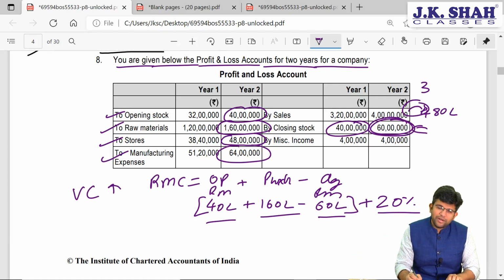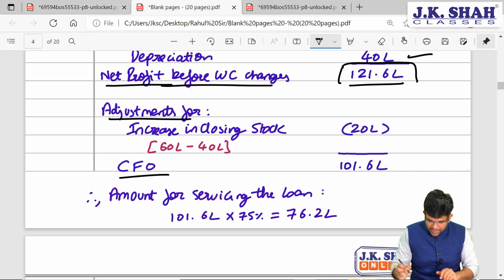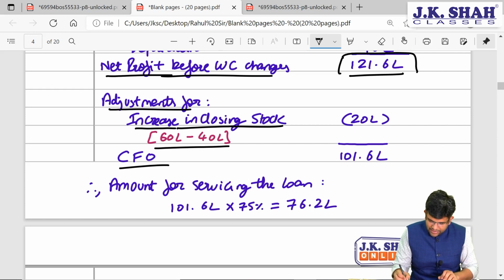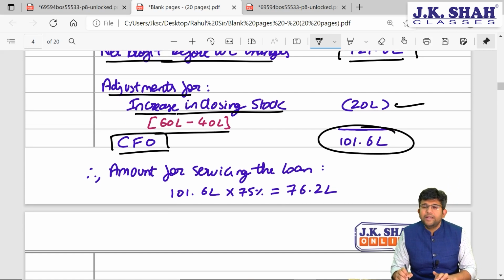Increase in stock, children, can I say, will be subtracted from your net profit. So children, adjustment for increase in closing stock, that is 60 lakh minus 40 lakh, 20 lakh, do you realize, will be subtracted. We will get the cash from operations as 101.6 lakhs. Everybody clear? 101.6 lakhs.